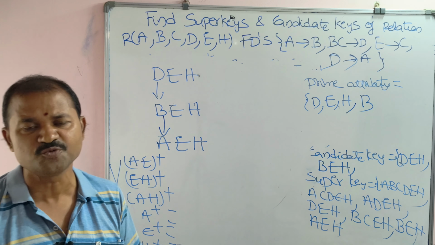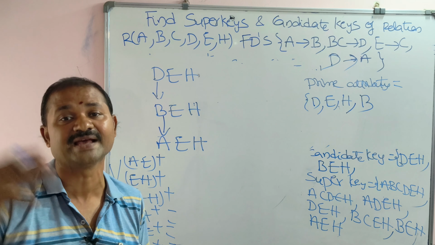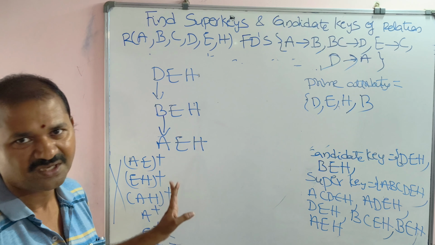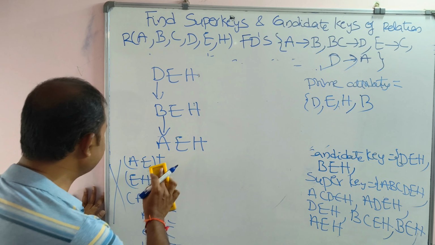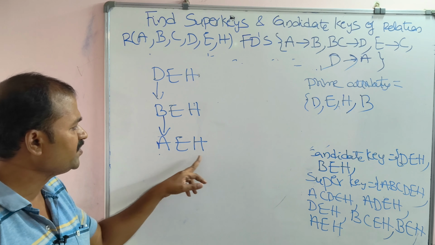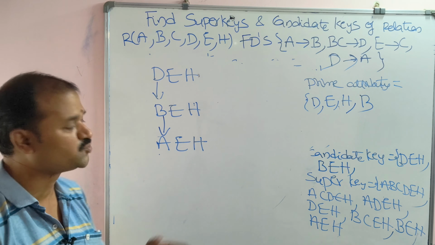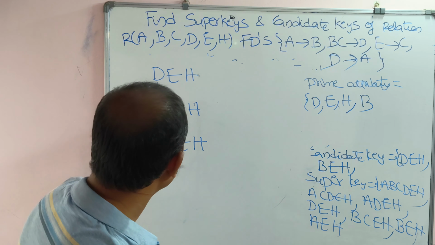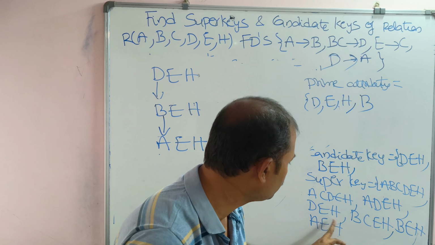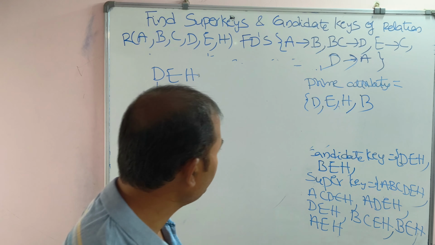All these keys are not super keys. Why? Because what is a super key? The key will determine all the attributes. But all these keys don't determine all the attributes. So we can say that this AEH is the candidate key. Why? Because this is the minimal super key. So for this relation, the super keys are 1, 2, 3, 4, 5, 6, 7.